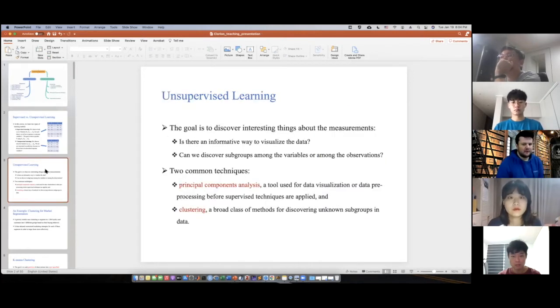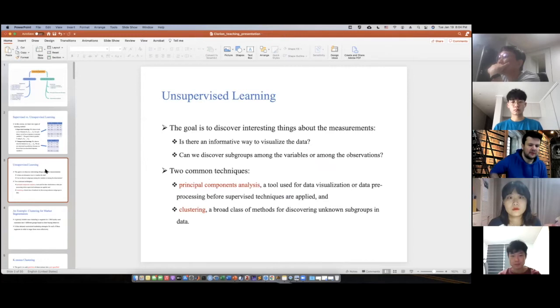Now, in unsupervised learning, the goal is to discover interesting things about the measurements. When I say measurements, I mean the features for each observation. For example, is there an informative way to visualize the data? Can we discover subgroups among the variables or among the observations?